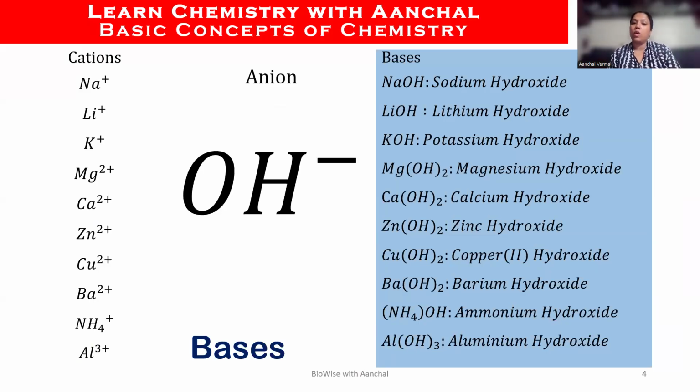Okay. So all the bases, if you see, NaOH, LiOH, KOH, Mg(OH)2, calcium hydroxide, zinc hydroxide, copper(II) hydroxide, barium hydroxide, ammonium hydroxide or aluminum hydroxide, in all the cases hydroxide ion is common. So if you find any compound with a hydroxide ion, it is considered to be a base.